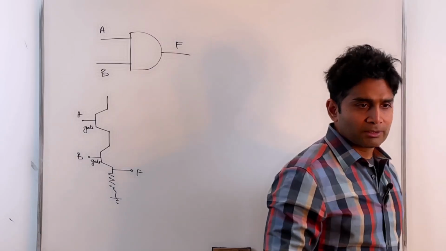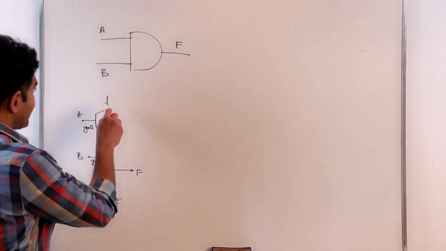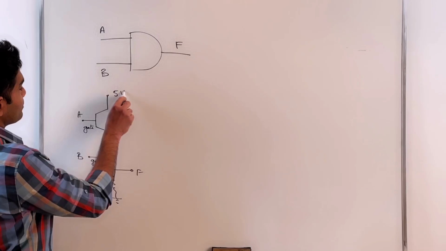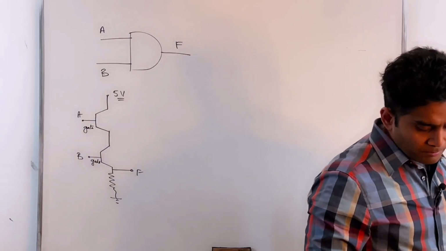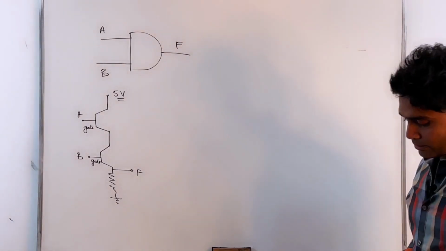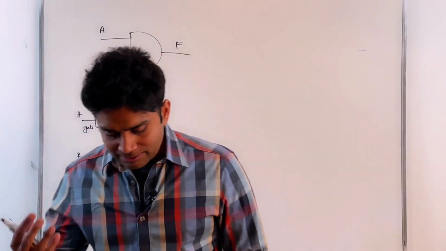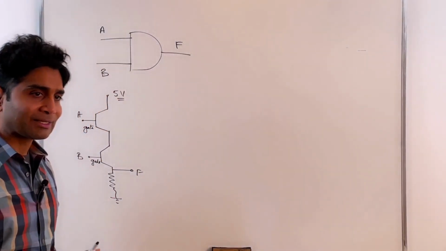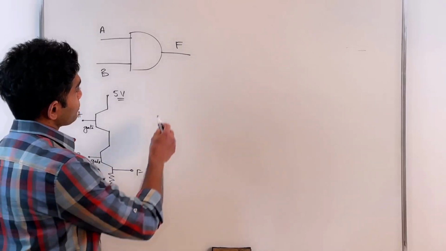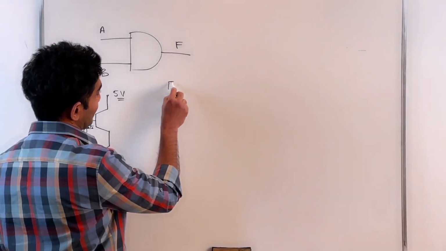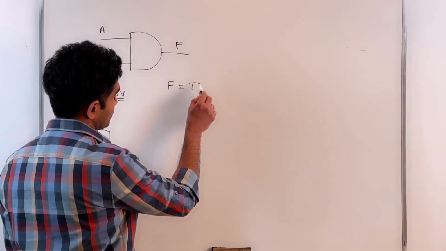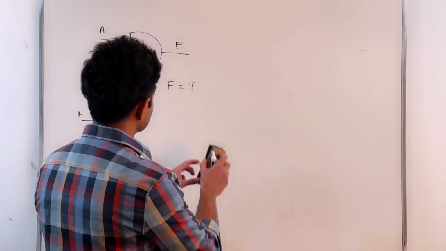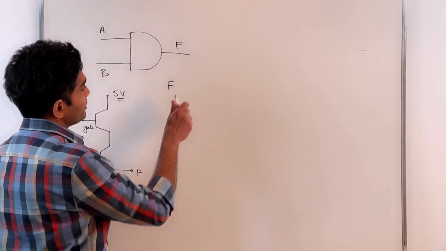Okay, and this is where you will apply your source voltage of 5 volts, let's say. Okay, now, this is the AND gate that can perform what is called an AND operation. If I want to write out what it performs, I can write it as a statement: F is true.